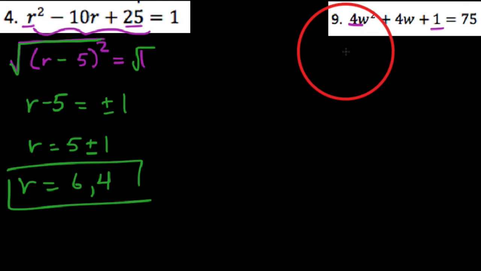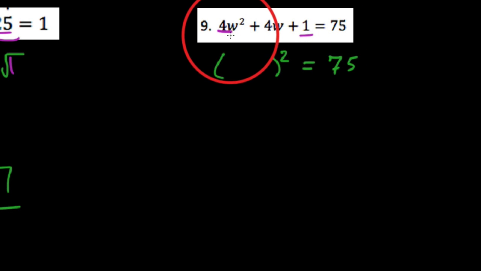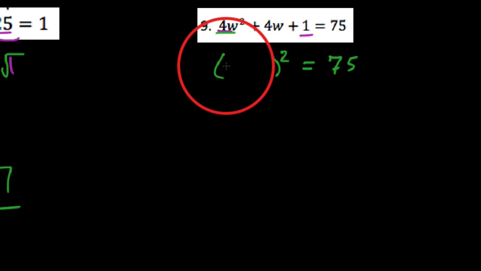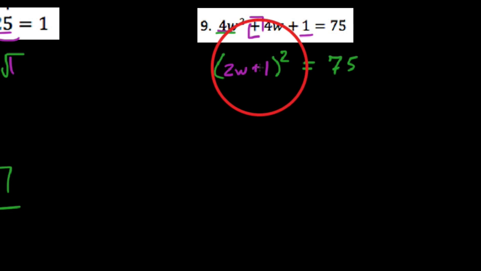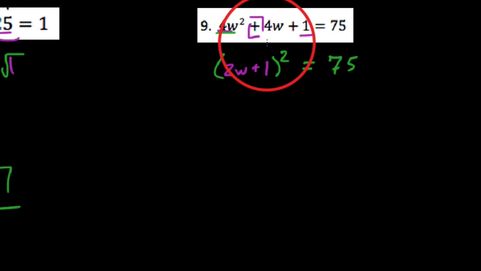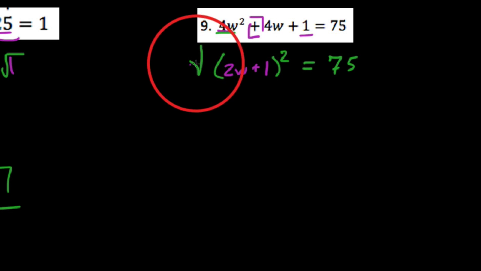Now let's look at this last example here. This one actually carries a little bit more substance. I certainly do recognize that 4w squared is a perfect square of 2w, and that 1 squared is a perfect square of 1, and because my middle term here was positive, I'll put a plus here. So just like we've done in the first two here, we're just going to rewrite this perfect square trinomial as a square of a binomial and then carry out our square root on both sides.